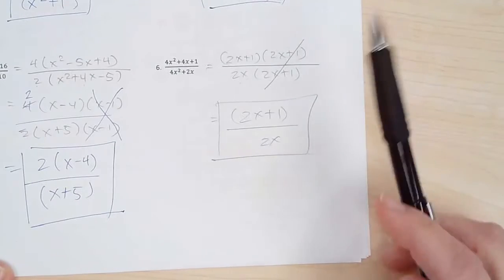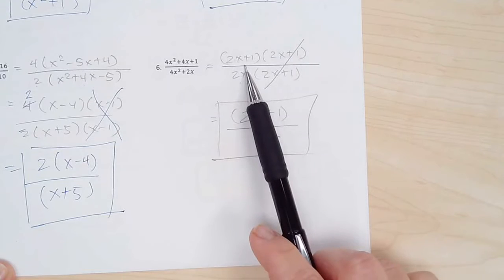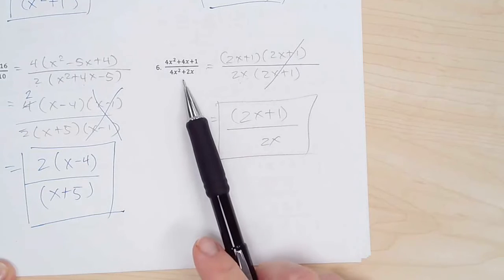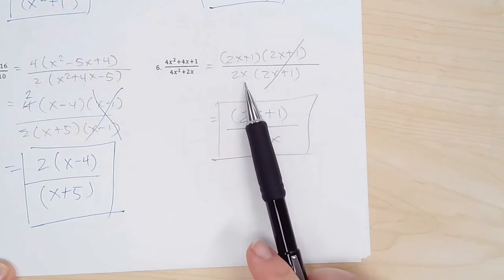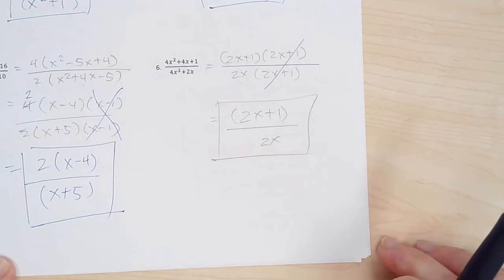Number 6, that is actually a perfect square. It factors into 2x plus 1 times itself. And in the denominator you have a GCF of 2x. The 2x plus 1s simplify, and you end up with 2x plus 1 over 2x.